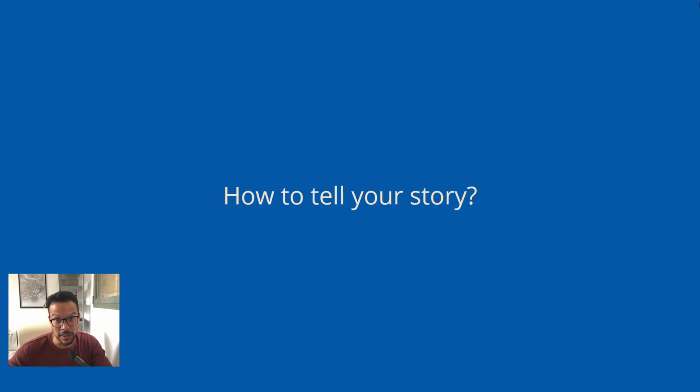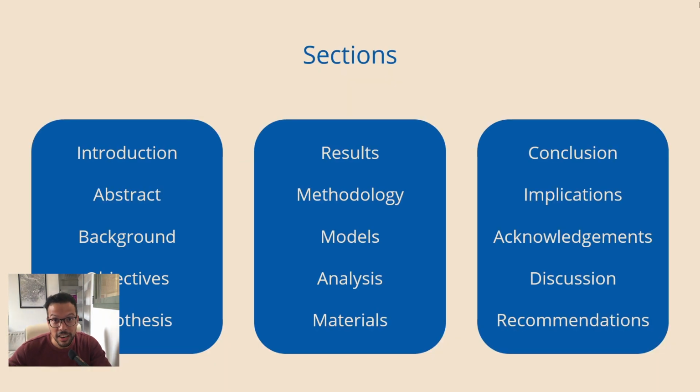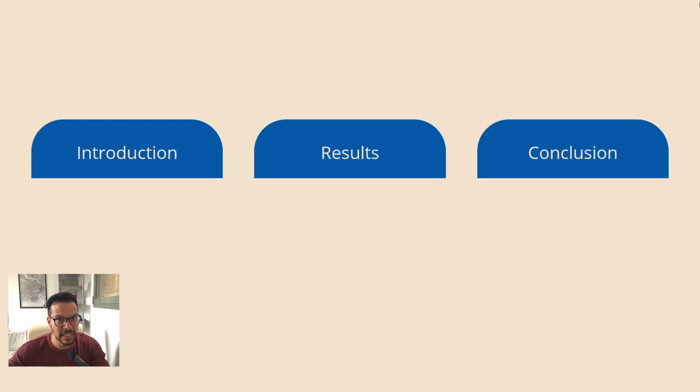So how can you tell this story? Well, there are a lot of known sections, and these are a few ones. But you have to carefully select what you want to say. Really, you have to make important information stand out. And 90% of the time, you have to have an introduction that will hook people and they will get interested in what you have to say and what you have to show there. The results, which most of the time are the most important thing, and then the conclusion that will wrap up the message that you want to convey.